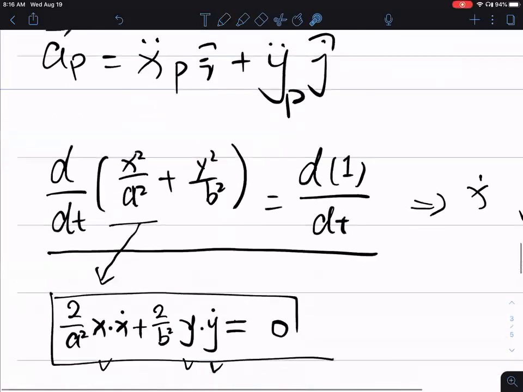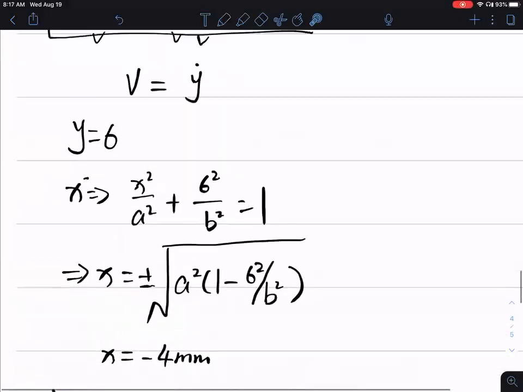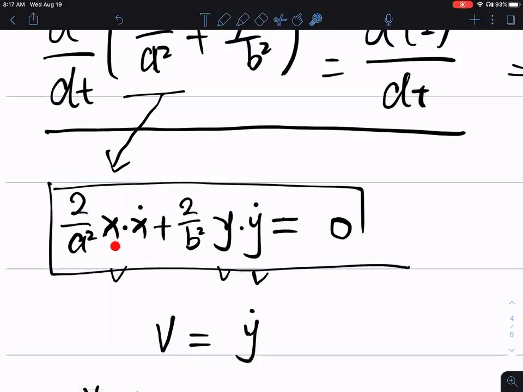Then we plug in those two numbers to here. We plug in x equals negative 4 and y equals 6. Then we plug in y dot, which is 30, to this equation, and then we solve for x dot. X dot ends up with a positive number. That makes sense.